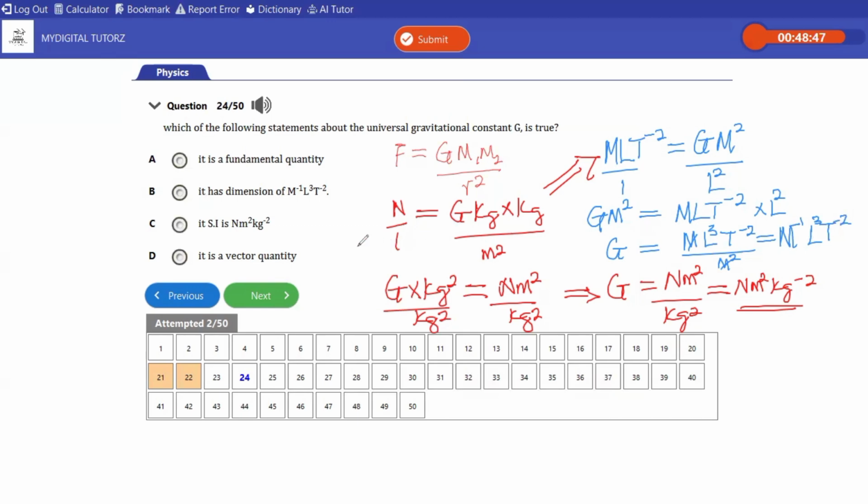Let's see. Okay. Now, this one is correct, and this one is also correct. So the dimension is M minus 1, L raised to power 3, T minus 2. That is the dimension of G. Also, in terms of unit, the unit of G is Newton meter squared per kilogram squared. So the two options are correct. That's why I want us to check it. So you can pick one. I believe the examiner will understand. So you can pick any of it. So that is question 24.